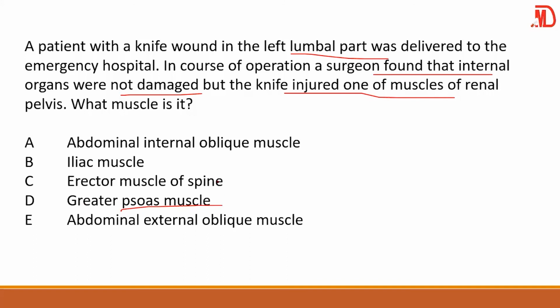This is a fusiform muscle located on the side of the lumbar region of the vertebral column and the brim of the lesser pelvis. So when there's an injury to that place, the kidney might be affected. But this patient was very lucky because he was being protected by this muscle. So your answer is D. All right.